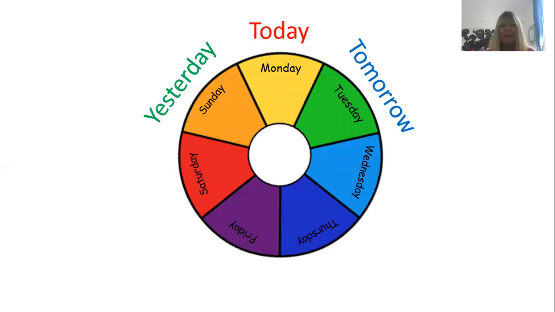Let's look at our wheel of the week. Straight ahead in the yellow section, under the word today, it says Monday. Yay, we were right. On the left in the orange section, under the word yesterday, it says Sunday. And on the right, under the blue word tomorrow, in the green section, it says Tuesday. So tomorrow, when we're here together, I'm hoping you're going to tell me that the day is Tuesday. But for now, today is Monday.